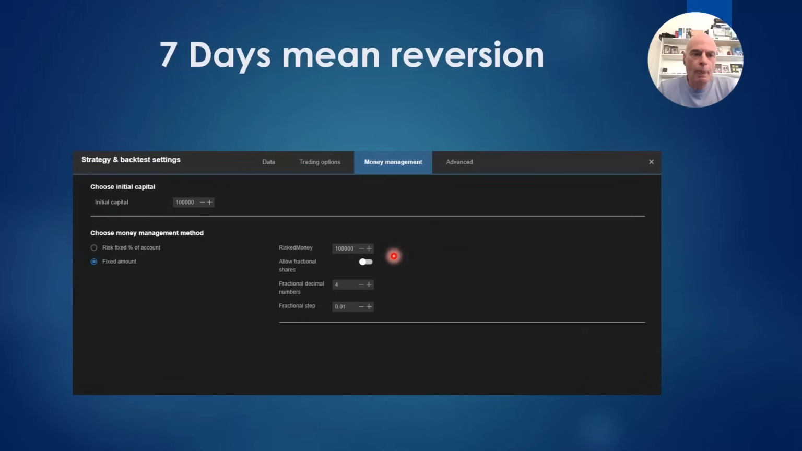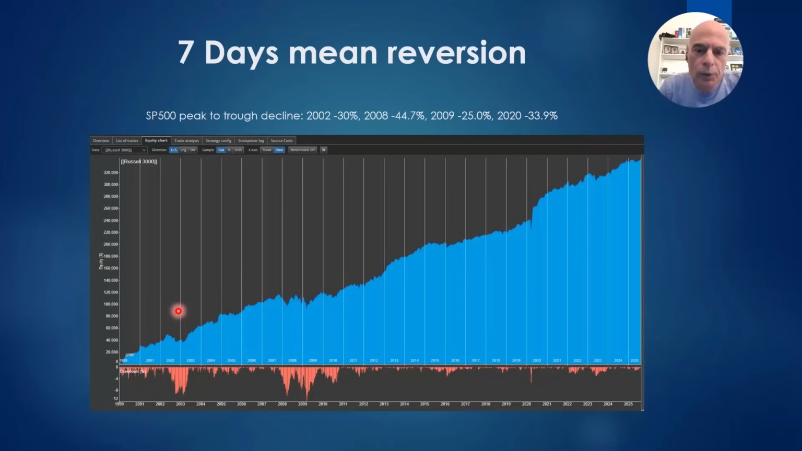The fixed amount is $100,000, equally on all the positions, and there is no reinvestment. The curve is smooth. There are certain years, because of the severe declines, where we have some downward bumps. We observe that in general, this is an upward sloping equity curve.